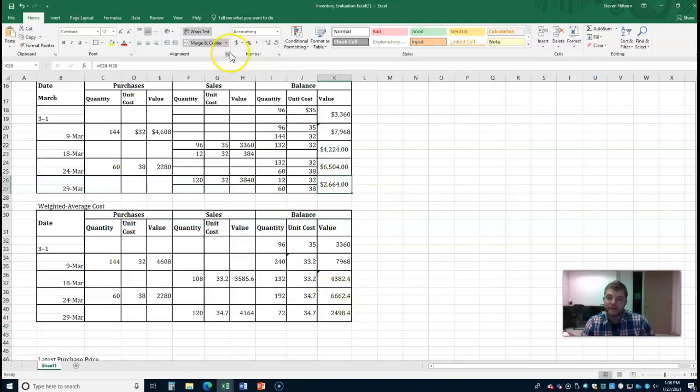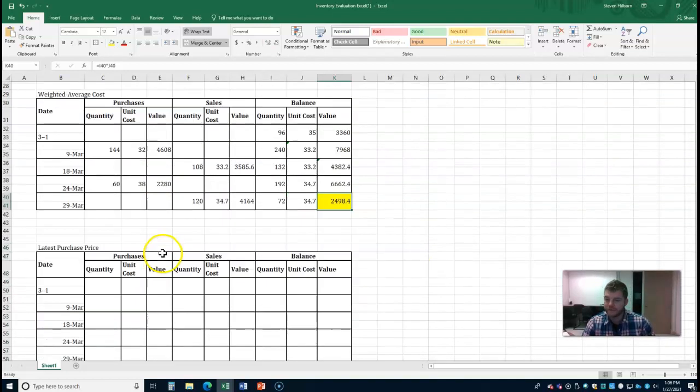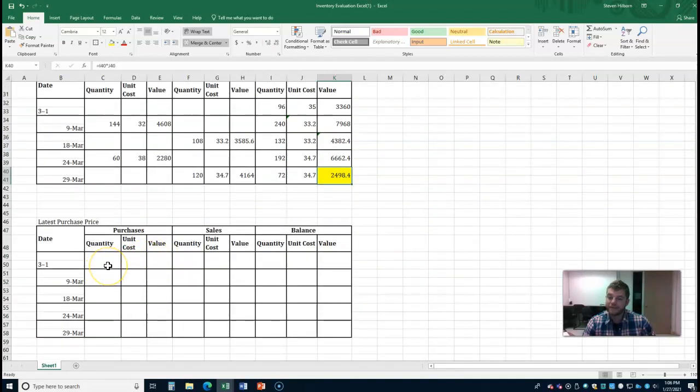And you can see that there's a little bit of a difference here. One's $2,664, one's $24.98. What is that? About $150 difference. And the next one is the latest purchase price. So this will be the last one. And this will also be the latest price is what you will charge the customer or what you will value any of the sales at.